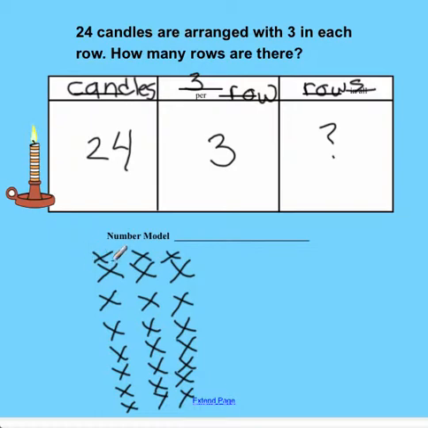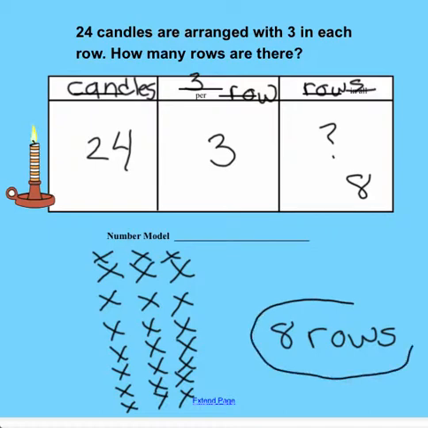Rows go across, so we have 1, 2, 3, 4, 5, 6, 7, and 8. The answer to the question would be 8. So if I were writing my answer, I would say there are 8 rows.